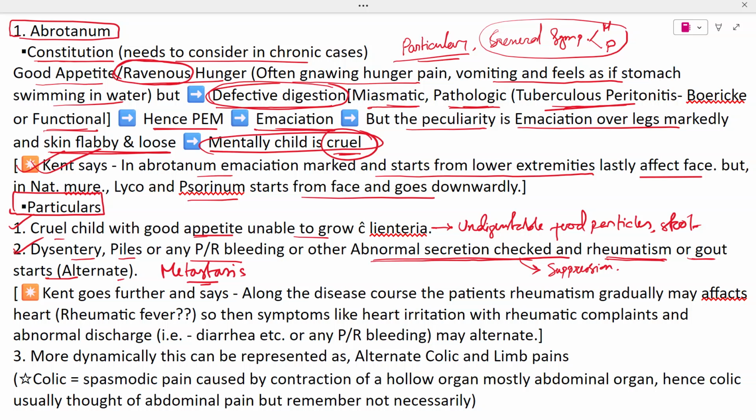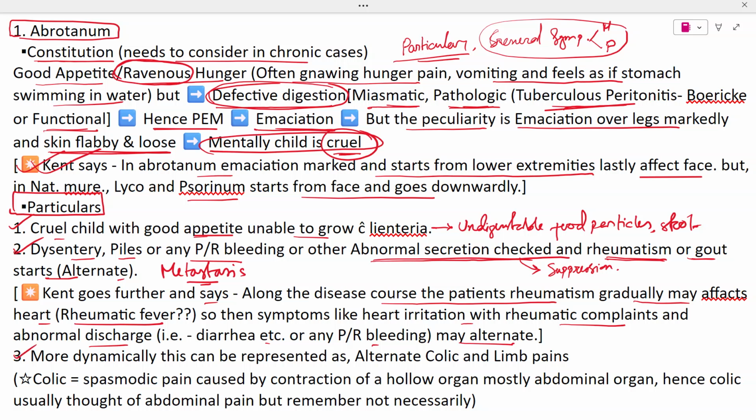So this is a very important symptom in case of abrotanum. Kent goes further and says along the disease course the patient's rheumatism gradually may affect the heart, so that can be rheumatic fever. Then symptoms like heart irritation with rheumatic complaints and abnormal discharge, that is diarrhea, etc., or periodic bleeding may alternate. Okay, same things.